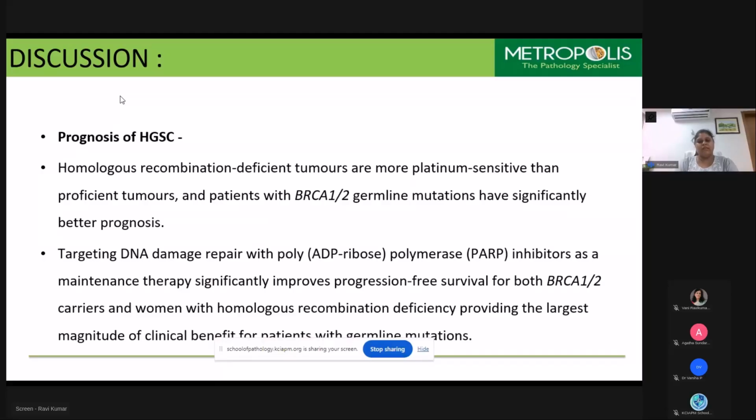Now, there are these PARP inhibitors, which target the DNA damage repair process, and when they are given as a maintenance therapy, they significantly improve progression-free survival for both BRCA carriers and women with homologous recombination deficiency, thus providing the largest magnitude of clinical benefit for patients with germline mutations.